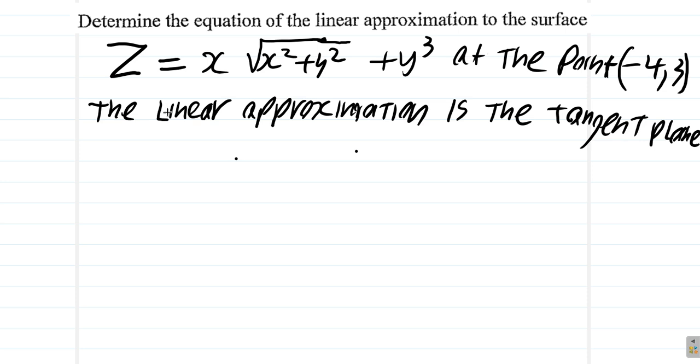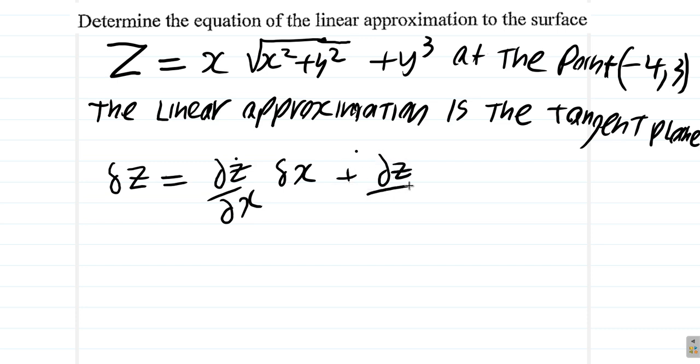Now, that formula comes up again. You have a change in z is equal to the rate at which z changes as x changes times a change in x, plus the rate at which z changes as y changes times a change in y. Notice this means a change and this means partial derivative, right?